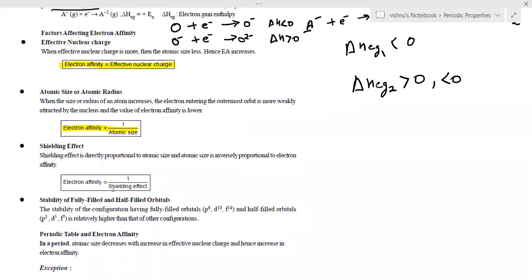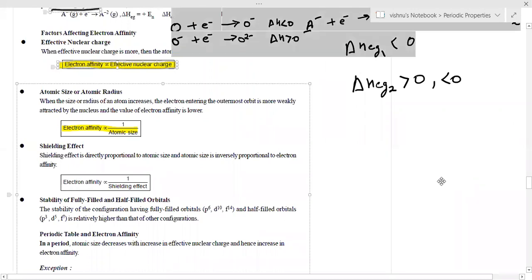Okay, so screening effect or shielding effect increases, Z effective decreases, hence electron affinity decreases. So I can say that electron affinity is also inversely proportional to shielding effect.